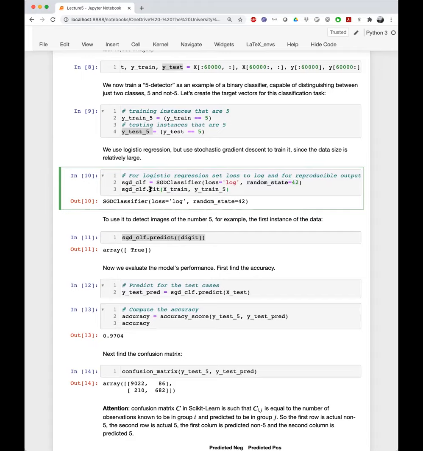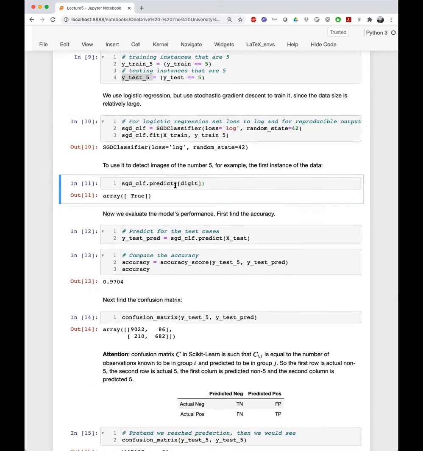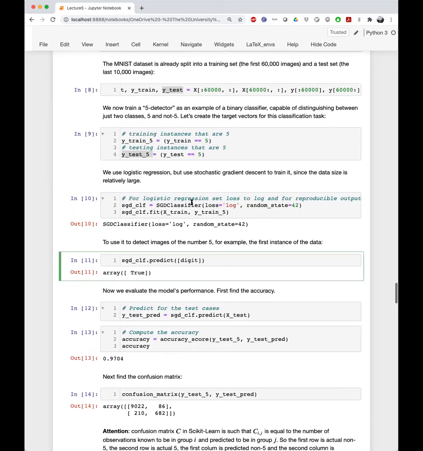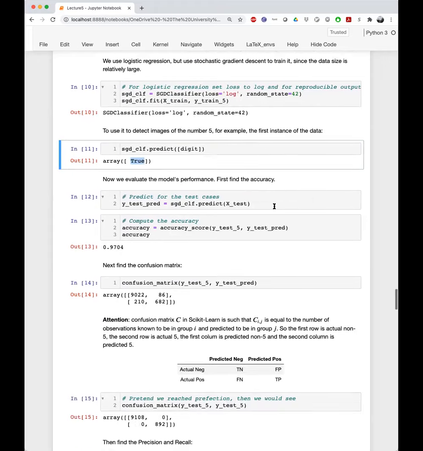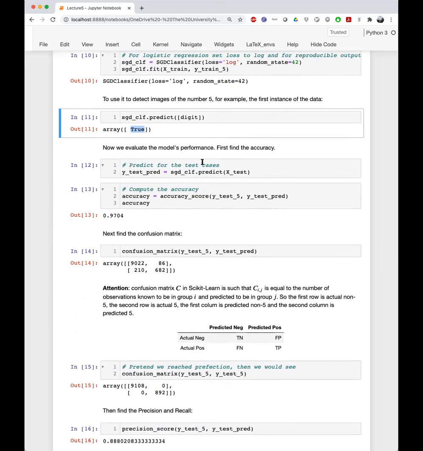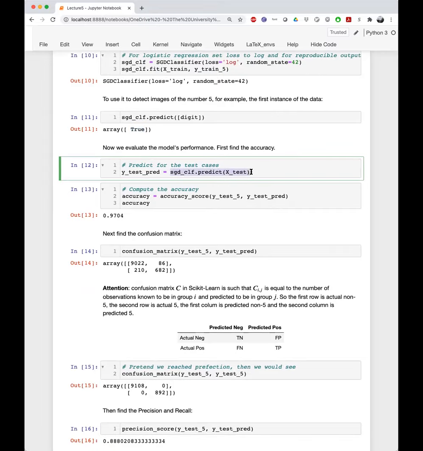And we do a fit, so we train a model, using the training data and the training labels, and then we make some predictions. For example, digits is the first instance. We predict for the first instance, and it gives us a True, which means it says it's a 5. Now we can look at how to get different performance metrics. For example, to find accuracy, first we make a prediction for all those test cases. So these are predicted labels.